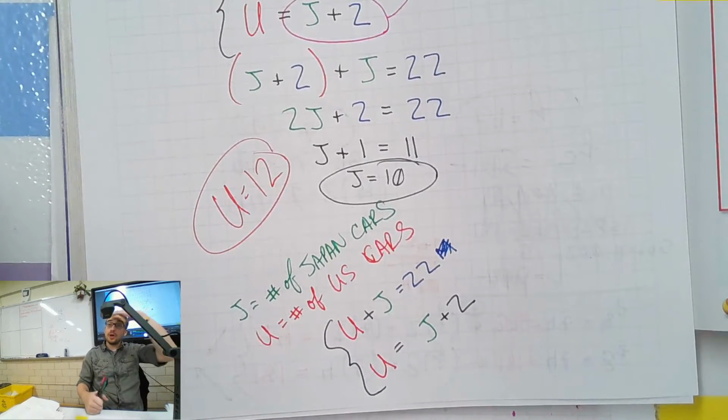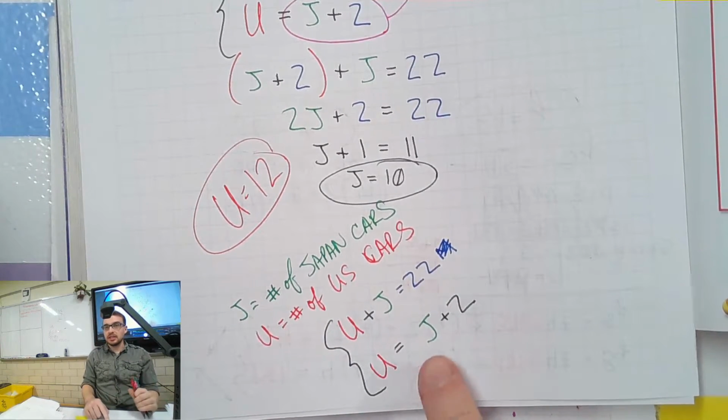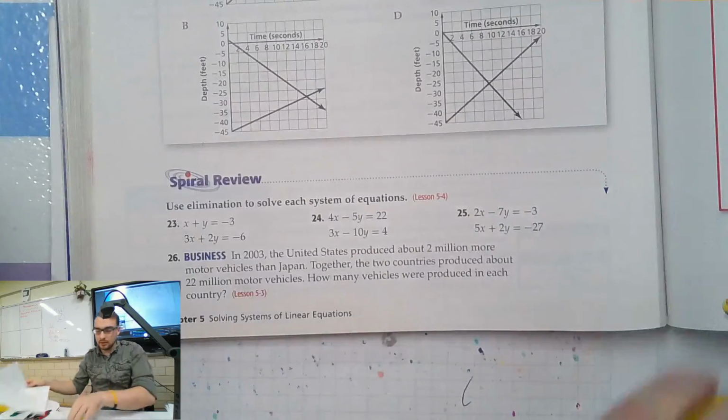Think about the total, right? 22 million between the two. I think that was the one everybody got and saw real quickly. U plus J equals 22. That was good. The tough one was thinking about how they relate. How they relate. Try another one.